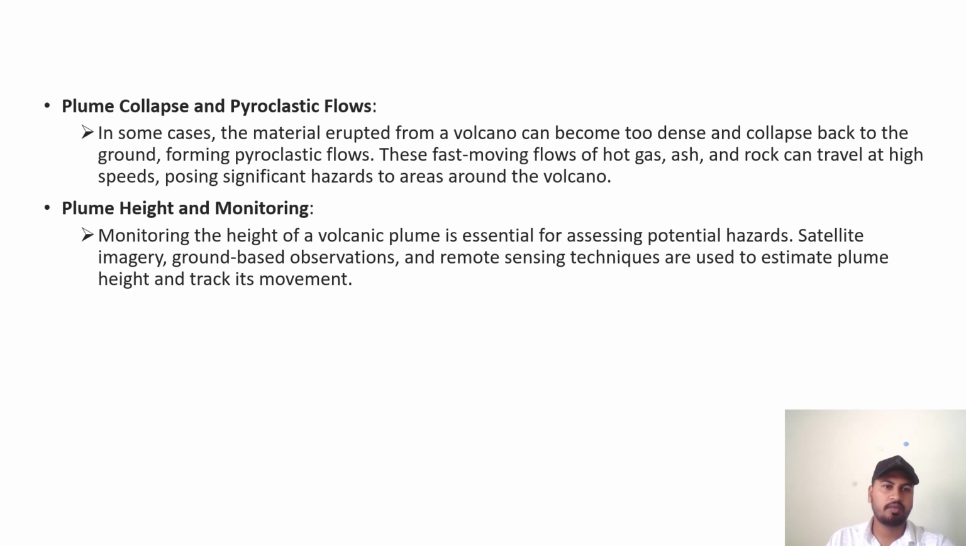The next is plume collapse and pyroclastic flow. In some cases, the materials erupted from a volcano can become too dense and collapse back to the ground, forming pyroclastic flows. These fast-moving flows of hot gas, ash, and rock can travel at high speeds, posing significant hazards to areas around the volcano.